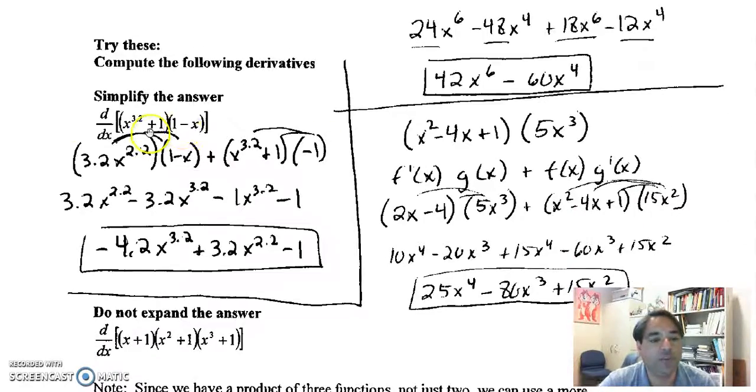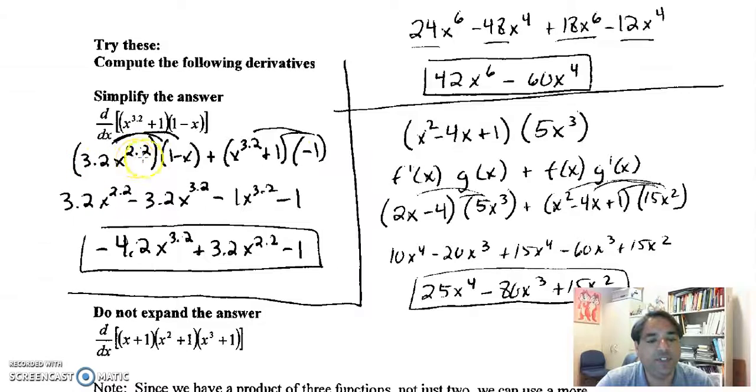So here we're trying to take the derivative of one function being multiplied by another function. The first function is x raised to the 3.2 plus 1 times the second function 1 minus x. So following the rule, we take the derivative of the first function. The derivative of x raised to the 3.2 is 3.2x to the 2.2, and the derivative of 1 is 0, times the original second function, plus then the original first function times the derivative of the second function. So the derivative of 1 is 0, the derivative of negative 1x is negative 1. Make sure you review how to do your derivatives.